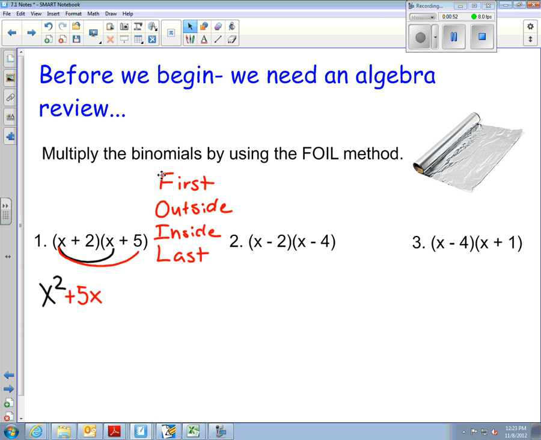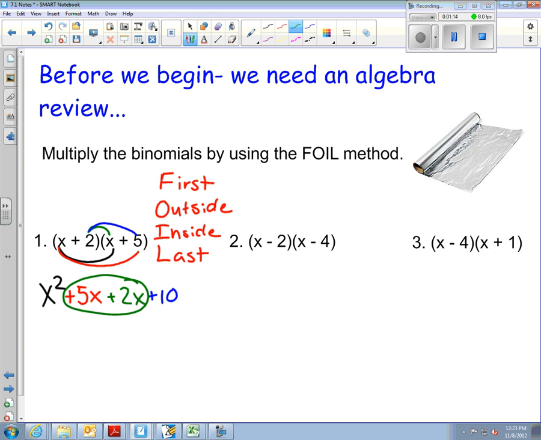Now, if you look at this problem, all we've done is distribute that x, the first term, to the second set of parentheses. So now we're going to multiply 2 by x, and then we're going to do our last, which is 2 times 5. So we get 10. If we combine like terms, which are our two middle terms, we get x squared plus 7x plus 10. So if you go ahead and finish 2 and 3 for tomorrow, that'd be great.